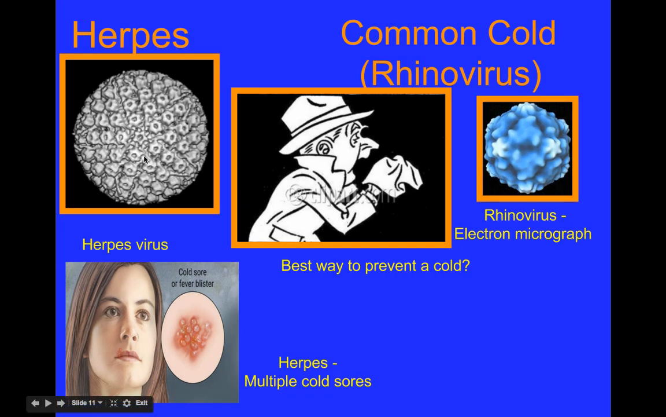The herpes virus can be either a sexually transmitted virus or a virus that is just communicable, which is just caught from maybe sharing a drink with someone or kissing. So it can be caught multiple ways. And then the rhinovirus, which is the common cold.